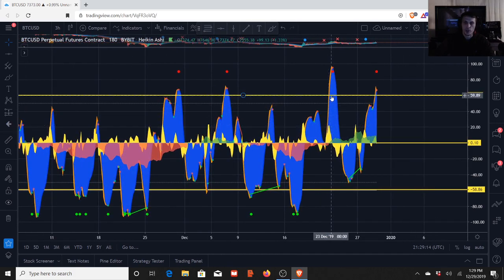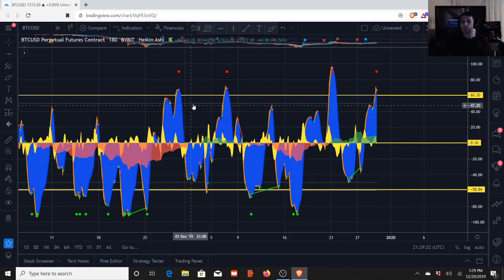The orange and blue waves are momentum waves. All it is doing is calculating momentum of volume coming in and out. Your yellow wave is the one you see here. This is your VWAP. This is your volume weighted average price indicator.